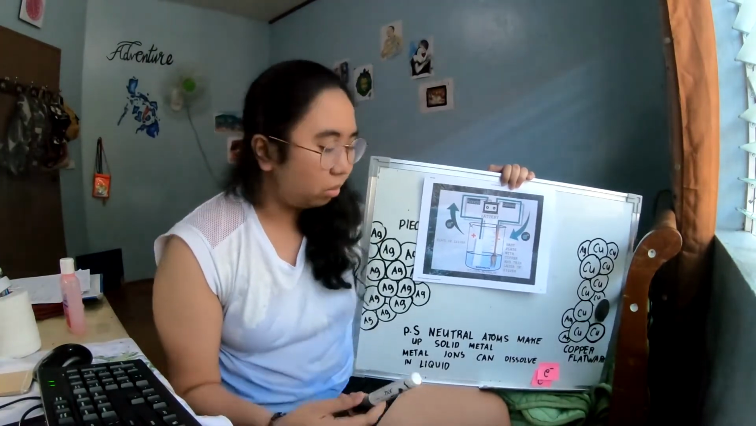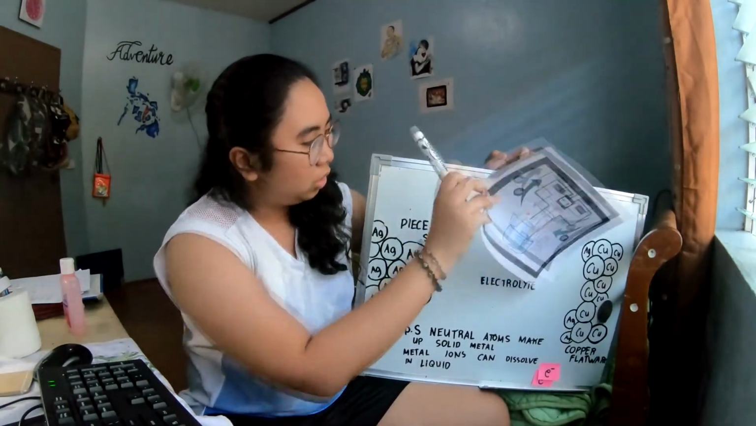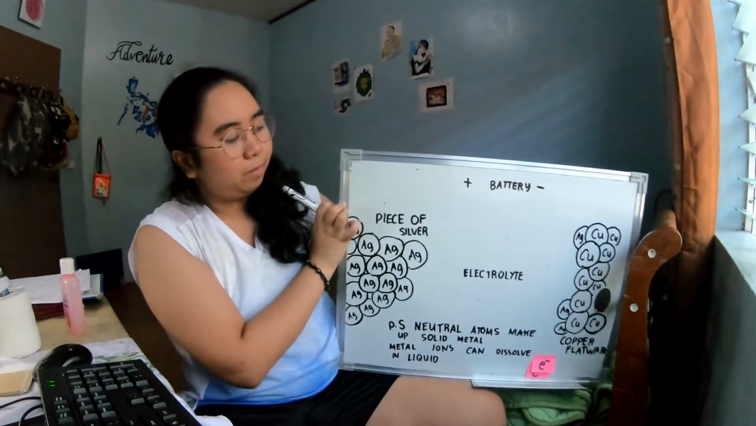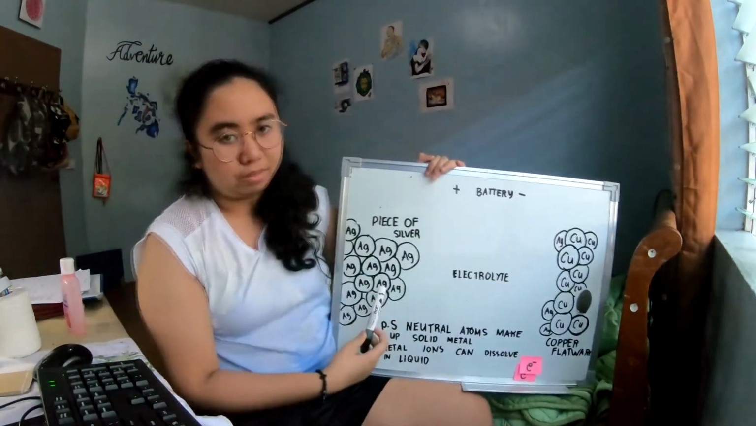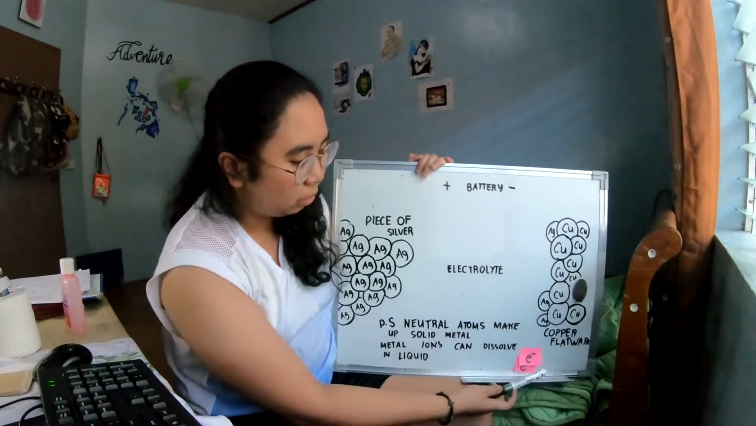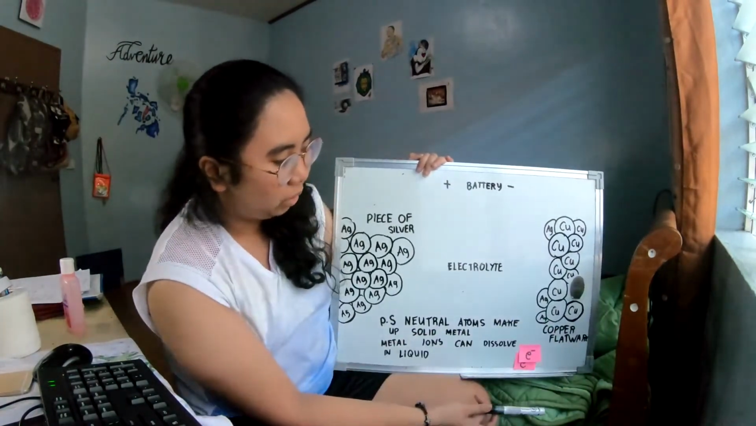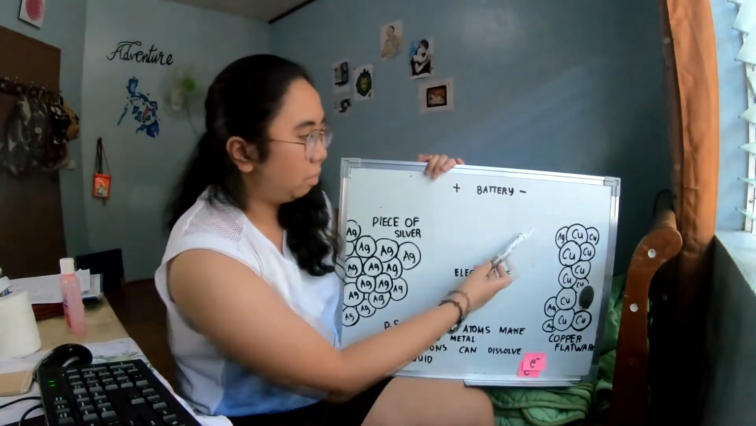Now, let's zoom in to an atomic level to see it. As you can see here, we have pieces of silver, which is Ag, and then we have the copper flatware, which is Cu, and here is the battery.